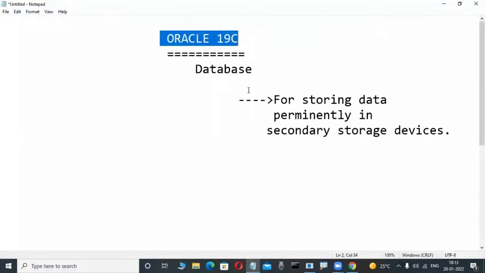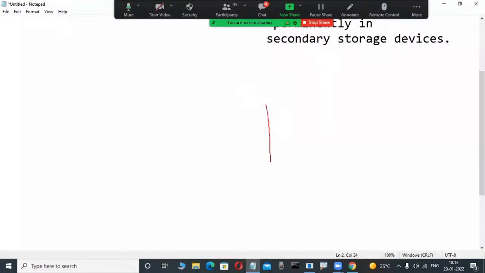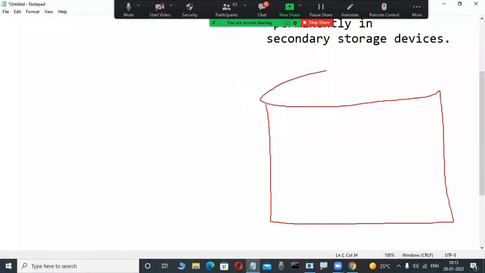Concentrate here, very important. Suppose I'm a first-time newcomer. How am I thinking? Suppose I'm installing Oracle software, which is one of the database software. Whenever I install Oracle software into my system, some place is automatically created in the hard disk. Maybe this place is called a database. So many people think like that. Here in this place we are storing data.